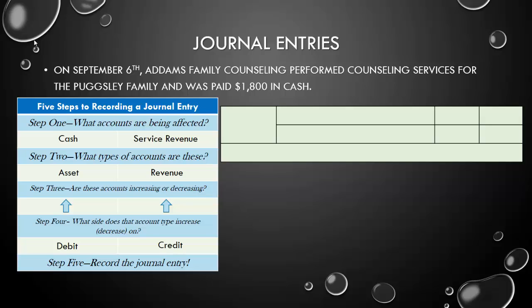So our journal entry for this September 6th transaction is that we are going to debit cash for the amount of money we received from the Pugsley family, which is $1,800, and we are going to credit service revenue for that same amount. We performed cash services for a client.